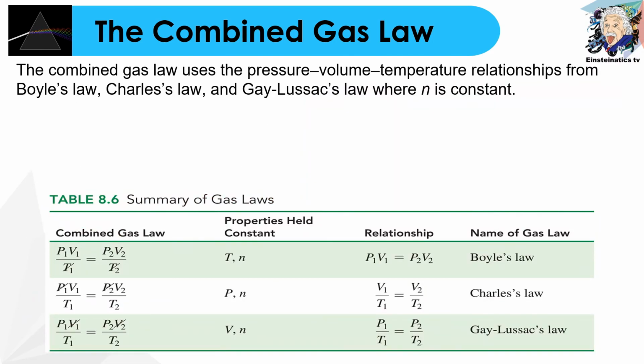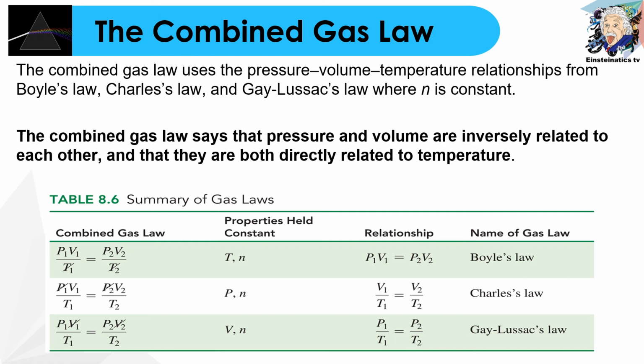So ano nga ba yung ibig sabihin ng combined gas law? Ano ba yung relationship between pressure, volume, and temperature? Now, the combined gas law states that the pressure and volume are inversely related to each other, whereas they are both directly related to temperature.